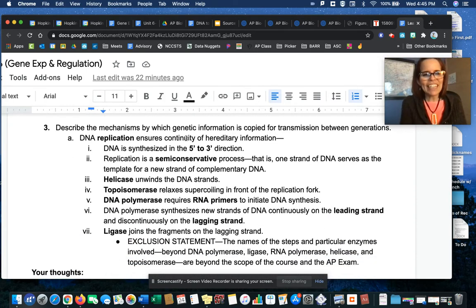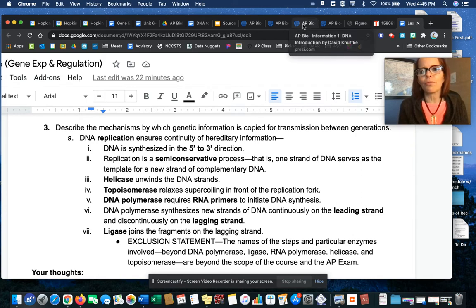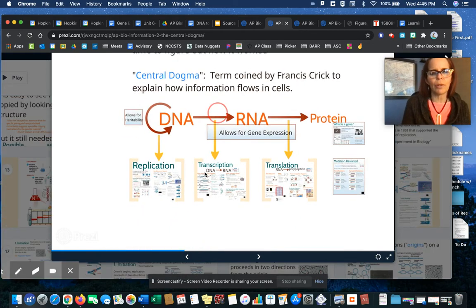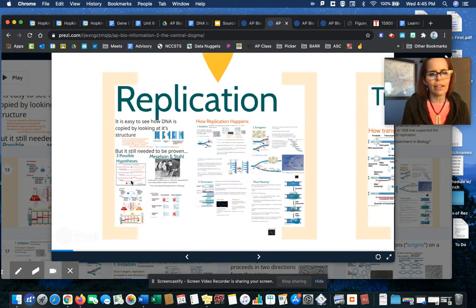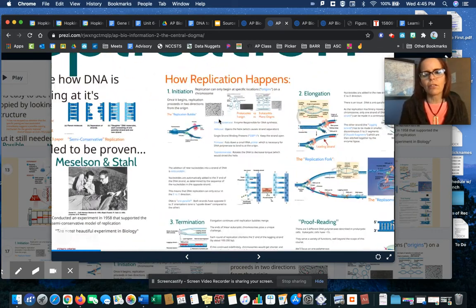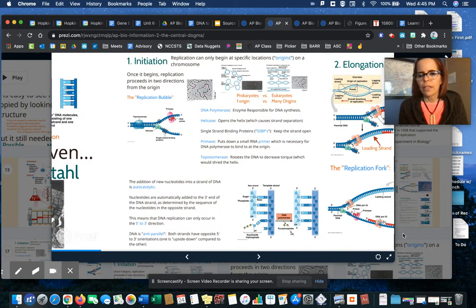All right, number 3, describe the mechanisms by which genetic information is copied for transmission between generations. So the first thing we want to talk about quickly is replication. We'll just walk you through replication. Just reminding you, let's see if we can find the most important parts. So initiation, good enough.